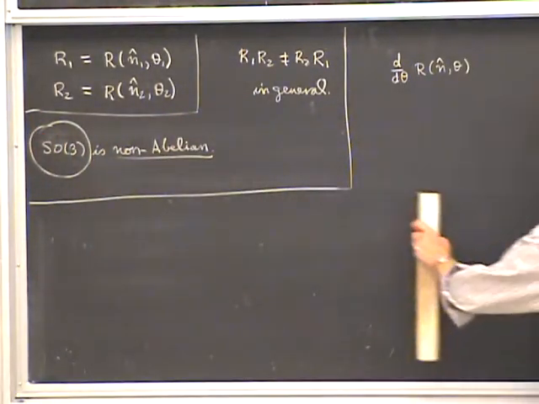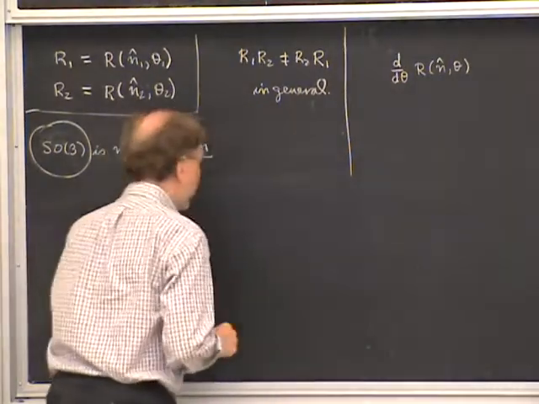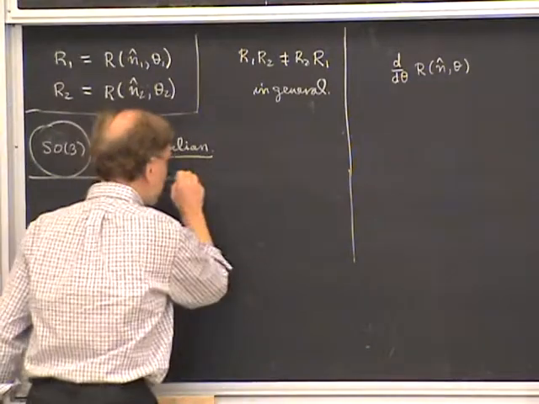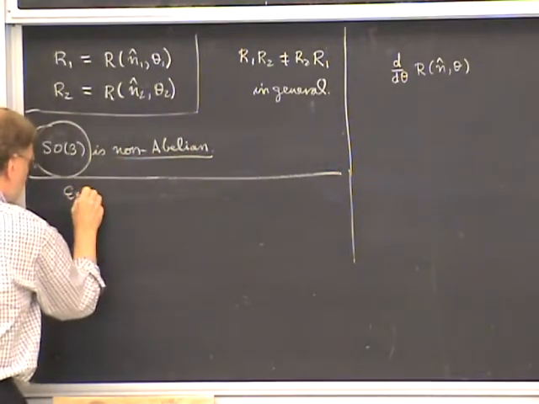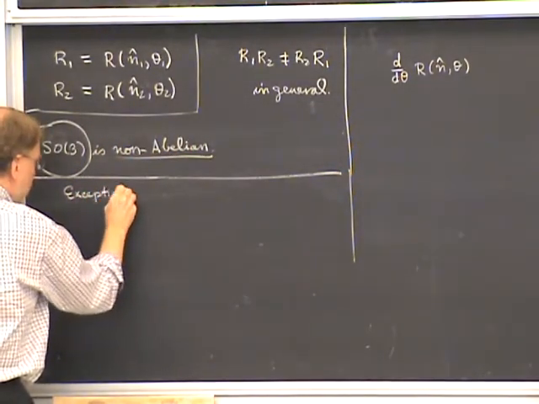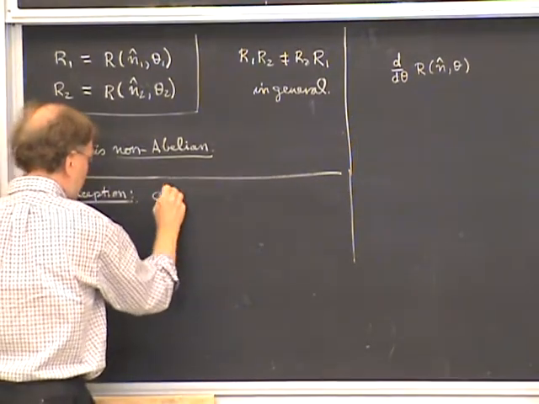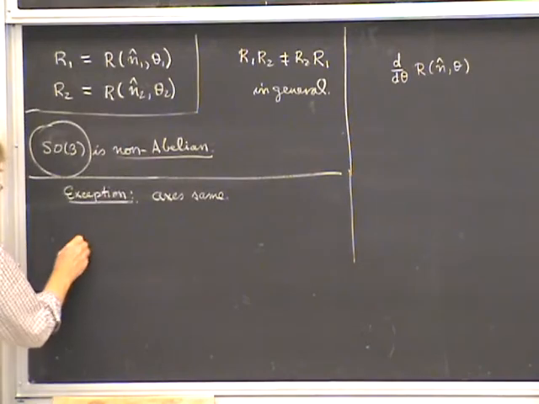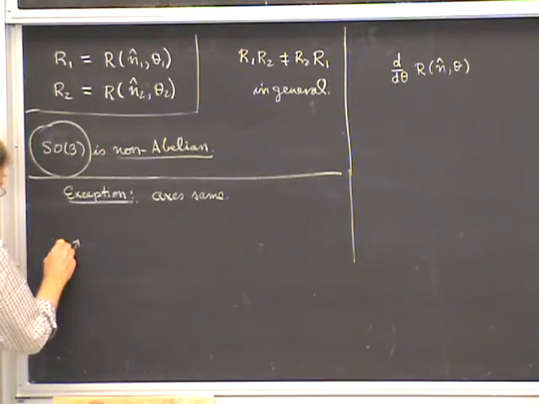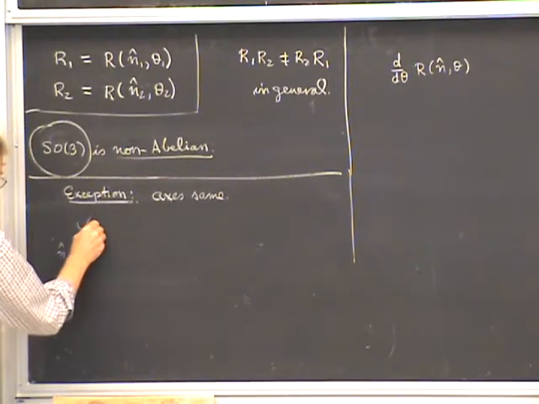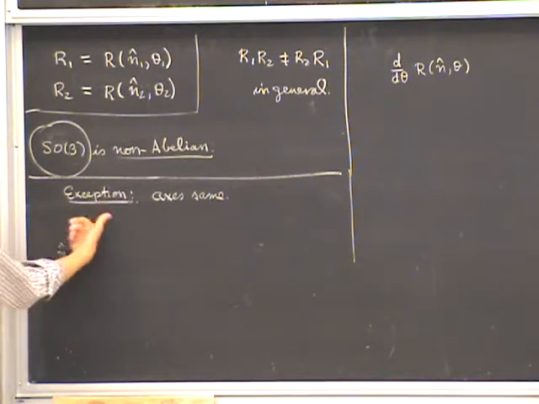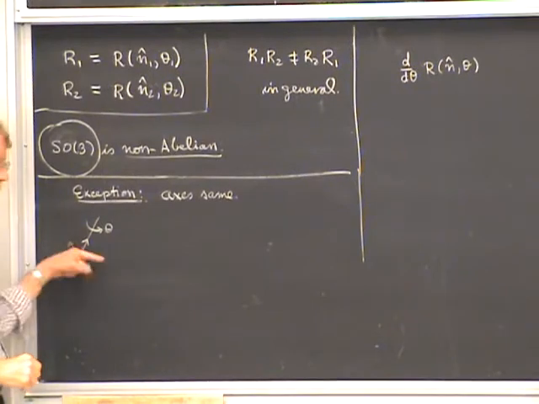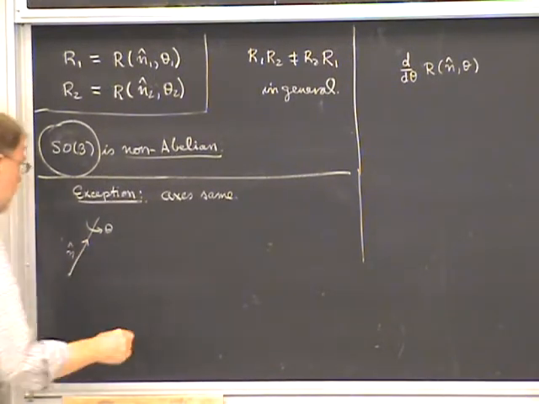Actually, before I proceed, let me go back to my earlier remarks about the commutativity of rotations, because there is an exception to this. There's an exception when rotations do commute, and that's when the axes are the same. Now, this is geometrically clear. If I have an axis n hat like this, and then you do a rotation by the right-handed rule, it's pretty clear that the rotations about a fixed axis just add, the angles add.